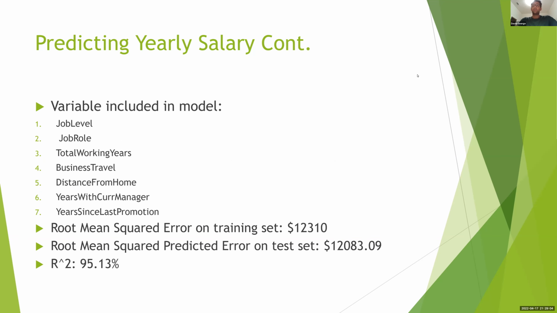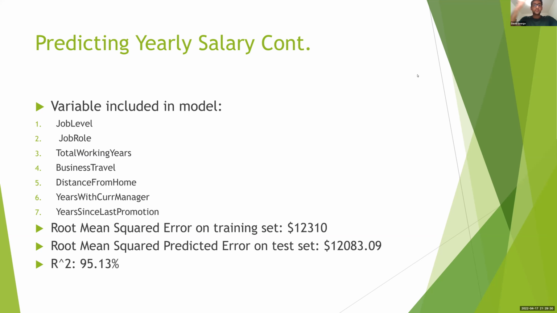The final model that I chose, which had the lowest root mean squared error and the highest R squared, included job level, job role, total working years, business travel, distance from home, years with current manager, and years since last promotion.